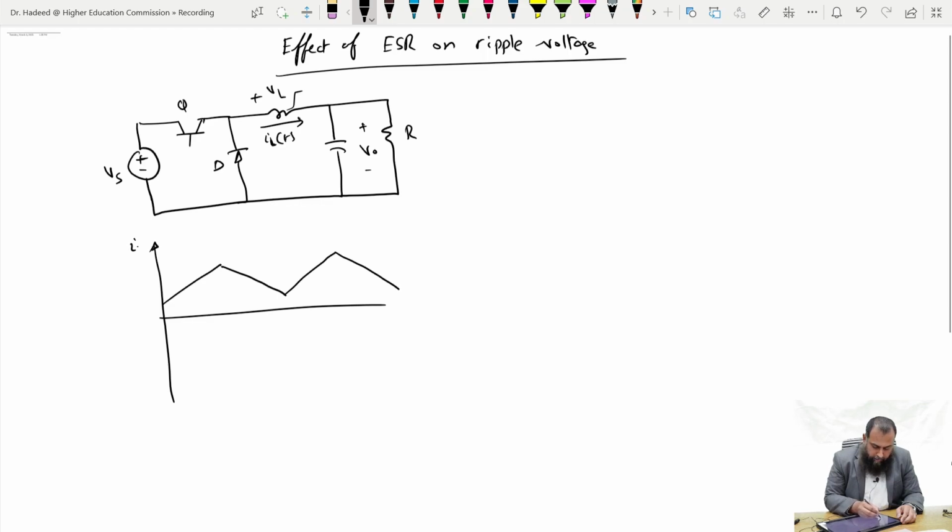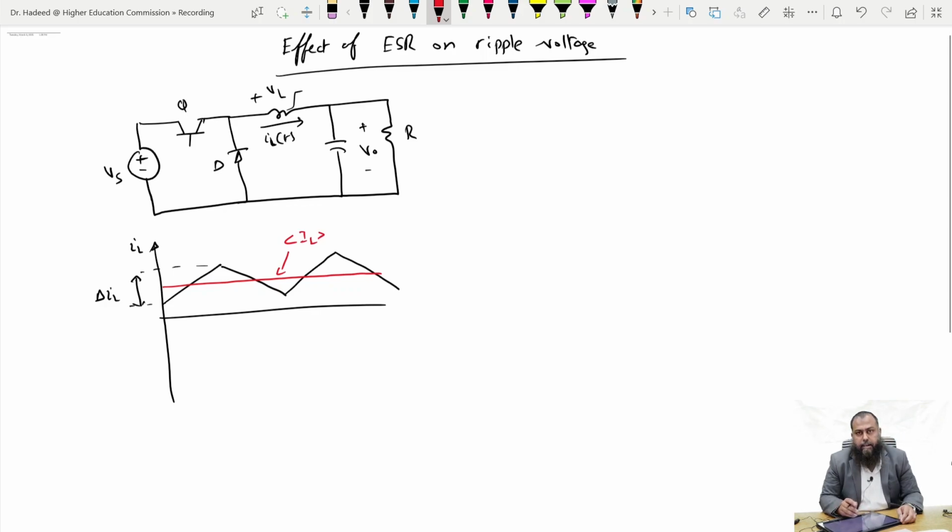Let me draw it. This is IL. Now this inductor current has a peak-to-peak ripple, which is given between these 2 points. So this is the delta IL here. It also has an average value, which we can assume is somewhere here. So this is the average inductor current IL.